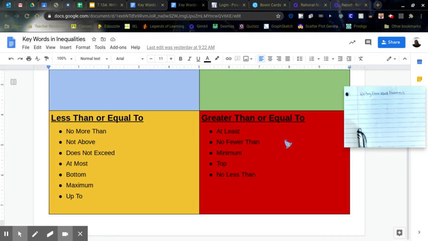Greater than is more than, exceeds, above, greater than, and larger than. And then less than or equal to are no more than, not above, does not exceed, at most, bottom, maximum, up to. So some of these look like they would be greater than, but because it says no more or not above, it has that no in front of it, it's going to be a less than or equal to. And then greater than or equal to is the same thing. It looks like it might be a less than, but because it has at least or that no in front of it, it's going to be greater than or equal to: no fewer than, minimum, top, no less than. So we need to remember these keywords.